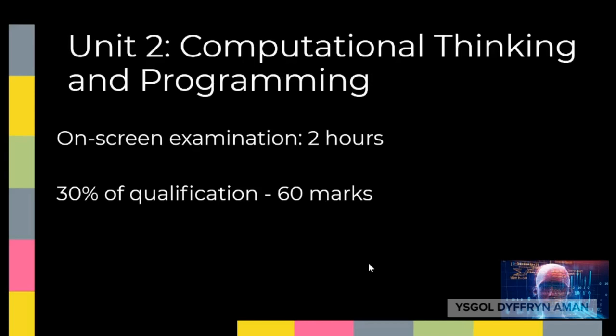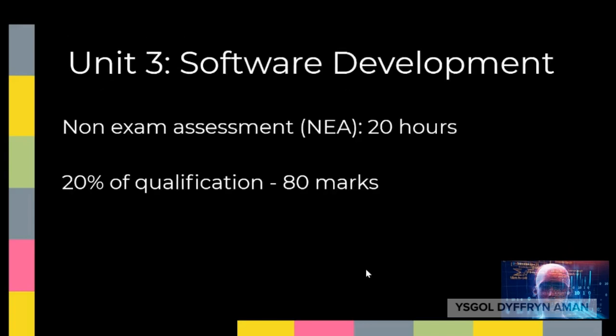Unit 2, the Computational Thinking and Programming, is an on-screen exam for 2 hours where they'll be asked to create a game with a certain set of criteria. It's worth 30% of the qualification and 60 marks. Unit 3 is Software Development, a non-exam assessment, which is coursework. It can take up to 20 hours, is worth 20% of the qualification and 80 marks.